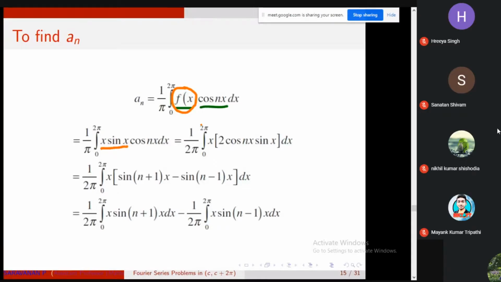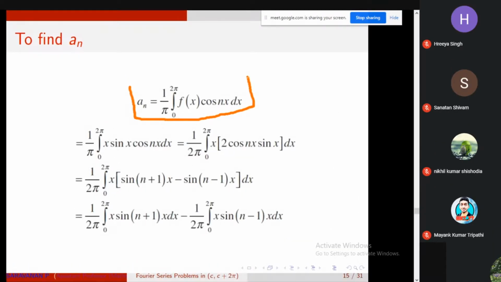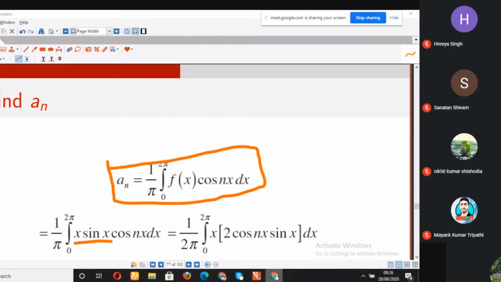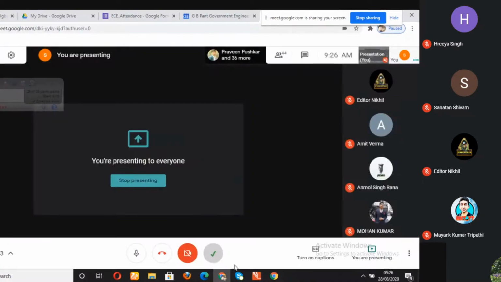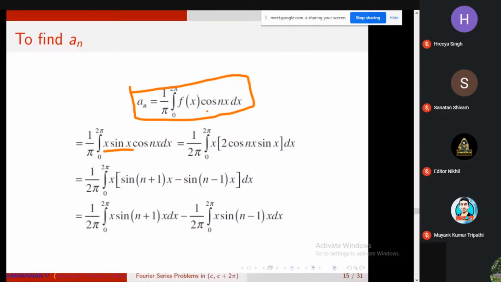x into sin x, write this cos nx term as it is into dx. Okay, we'll continue. So this is actually the formula, and here I have substituted for f of x, that is x into sin x, then cos nx into dx.